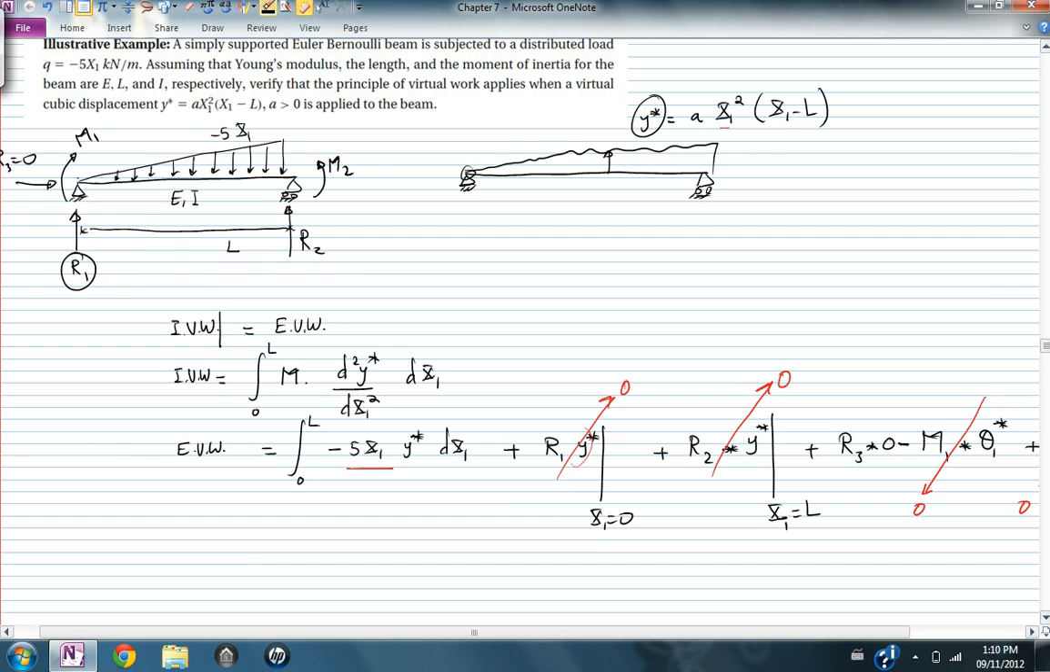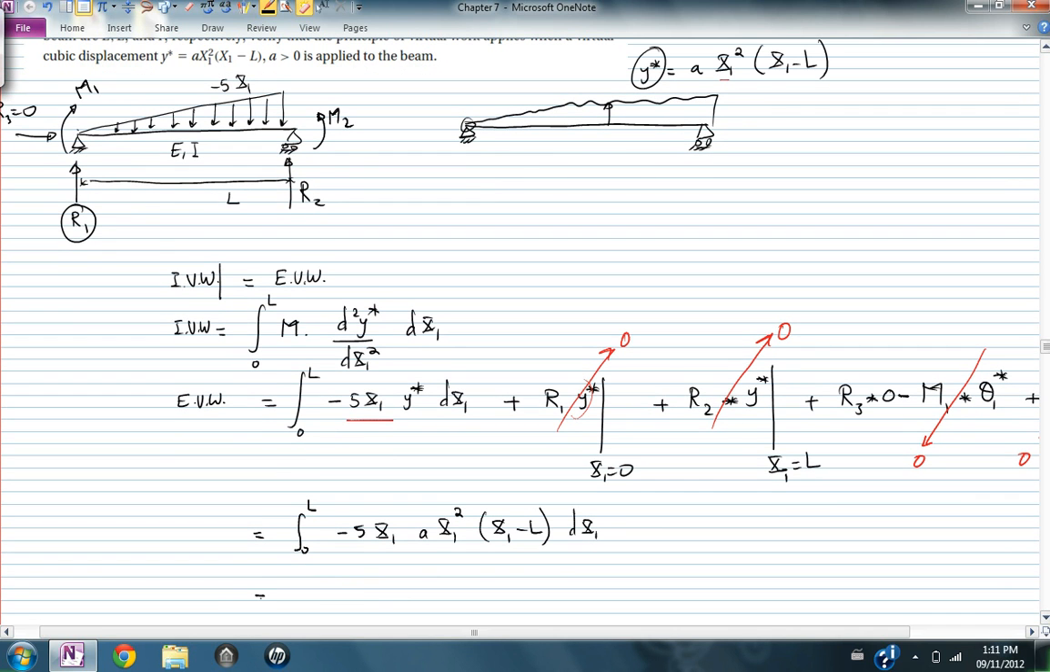And so the external virtual work is the integral of negative 5x1 multiplied by y star, which is a x1 squared, x1 minus L, integrated over the length of the beam, and this will be equal to a L power 5 over 4 when you perform this integration. Now what we are missing is the internal virtual work.